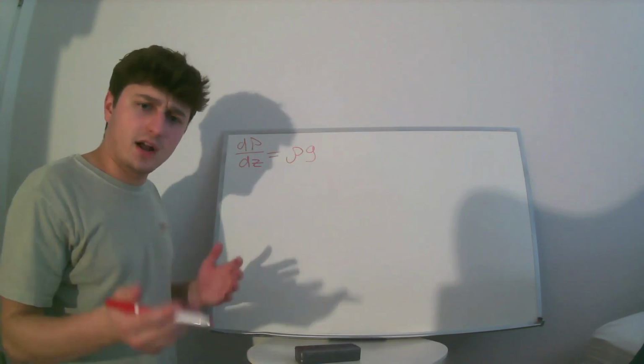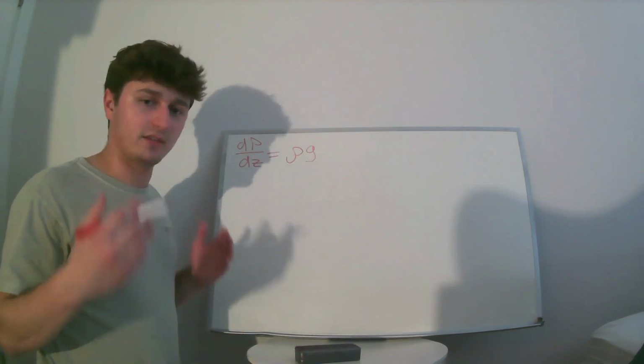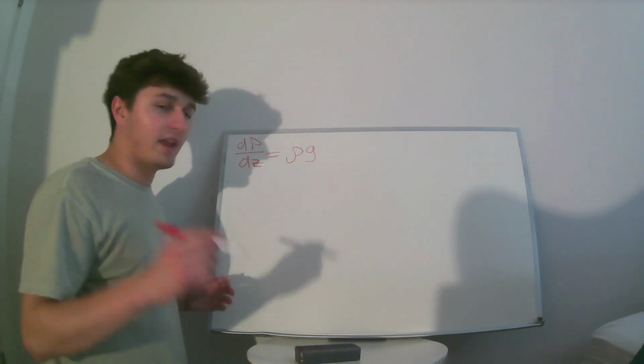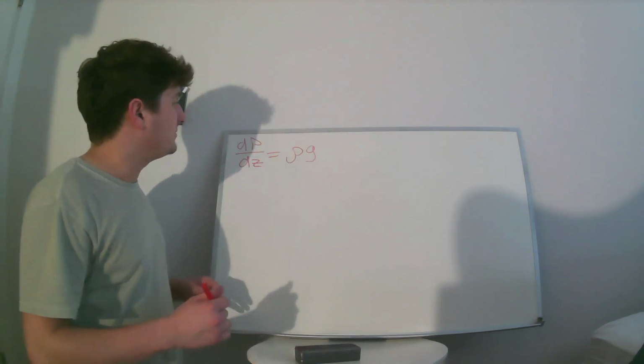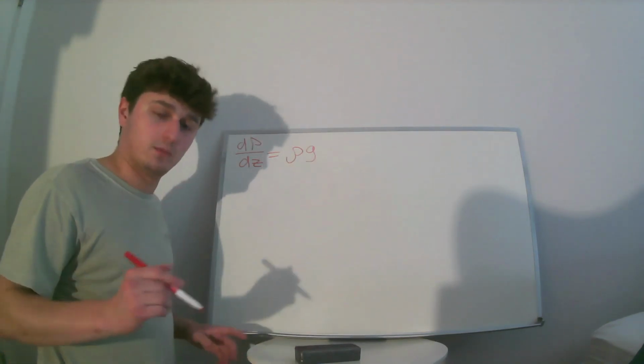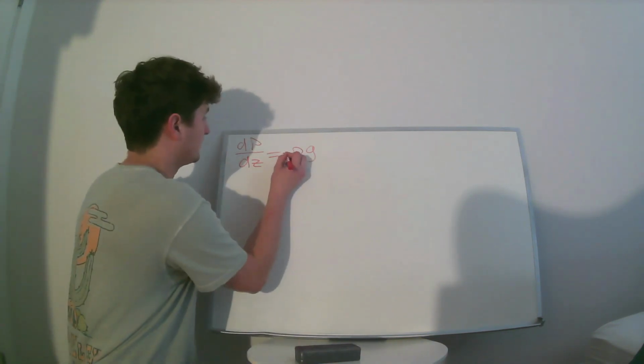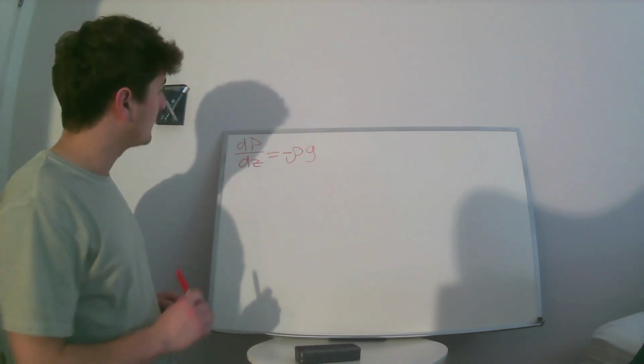Now, another assumption I forgot to inform you of was that as we increase in altitude, we are going to call that a positive z, which means that our value of g, which is downwards, is going to be negative. I'll just slide that in right now.